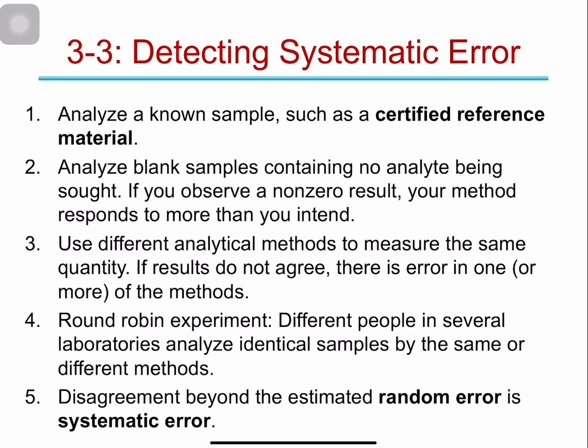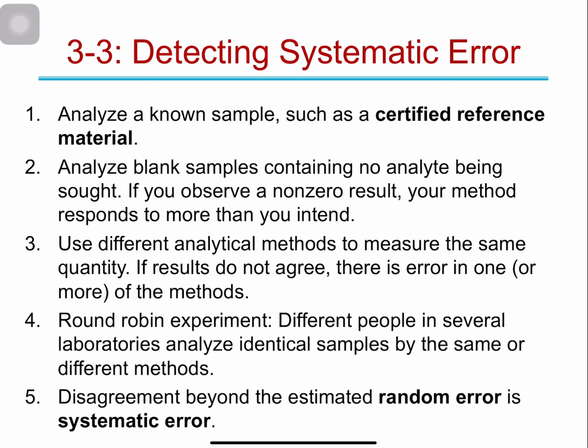Another method to detect the systematic error is to use the round-robin experiment. So use different people in several laboratories to analyze an identical sample by the same or different methods. It can be a certified reference material or anything, or it can be done without knowing the actual concentration, and you get different people from different laboratories to analyze this sample. They all should have some kind of agreement between them, whether they use the same method or different methods. So if there is no agreement with one or two of these results, there must be some systematic error in this method.